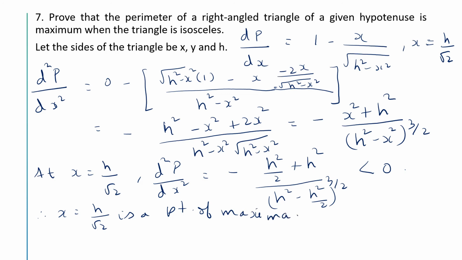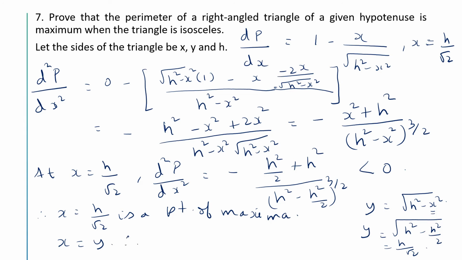Now we have taken y is equal to root of h square minus x square. So when we substitute x as h by root 2, we get y is equal to root of h square minus h square by 2, or it is again h by root 2, which means x is equal to y. Therefore, the required triangle is isosceles.